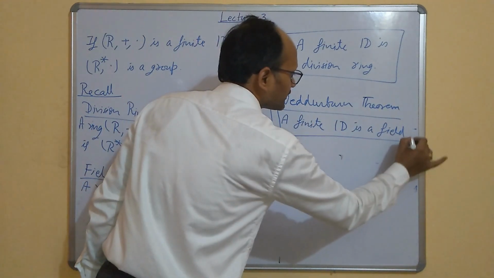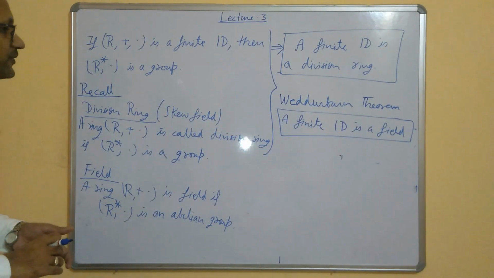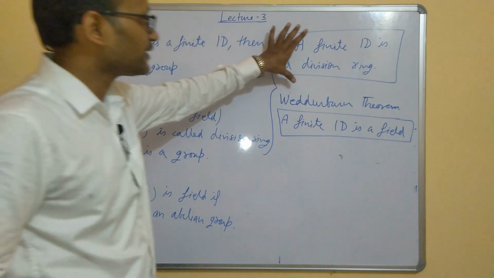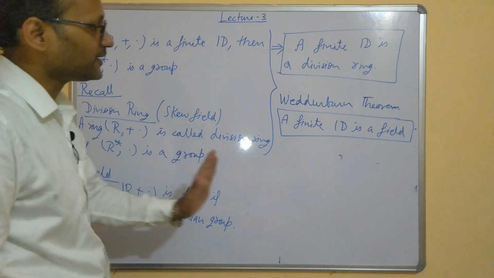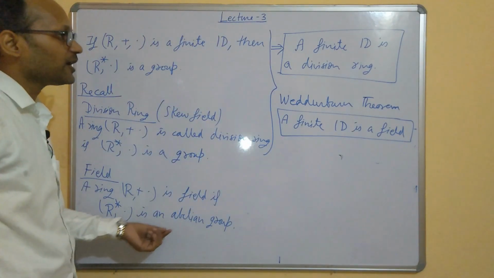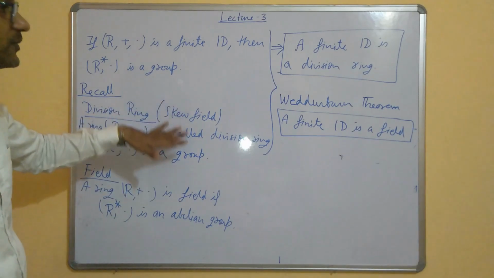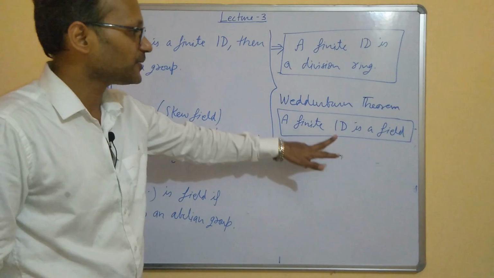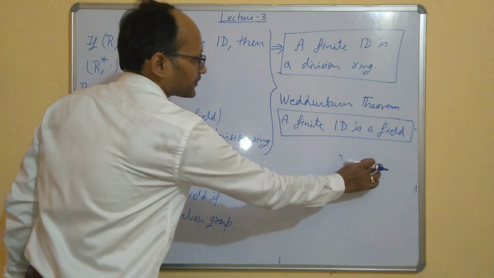What we have proved is that a finite integral domain is a division ring, but there is a theorem of Wedderburn which says that a finite integral domain is a field, meaning commutativity will automatically come. So this operation will automatically become commutative and this division ring will become a field.